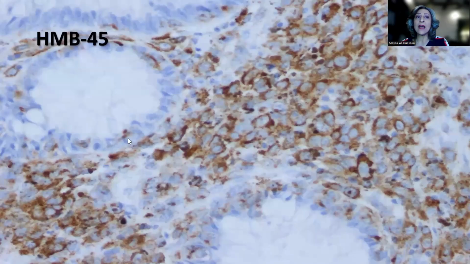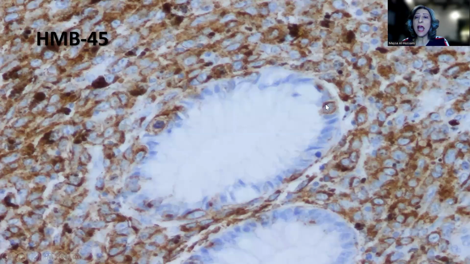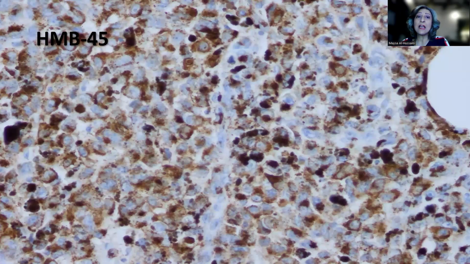rectal glands. And then HMB45, which usually shows cytoplasmic granular staining, was also positive, and again highlighting some of the cells spreading into or invading into the rectal glands. However, one issue with HMB45 is that because of the presence of melanin pigment, which is the darker pigment that is present here, sometimes it might be difficult to interpret the cytoplasmic positivity in the tumor cells.